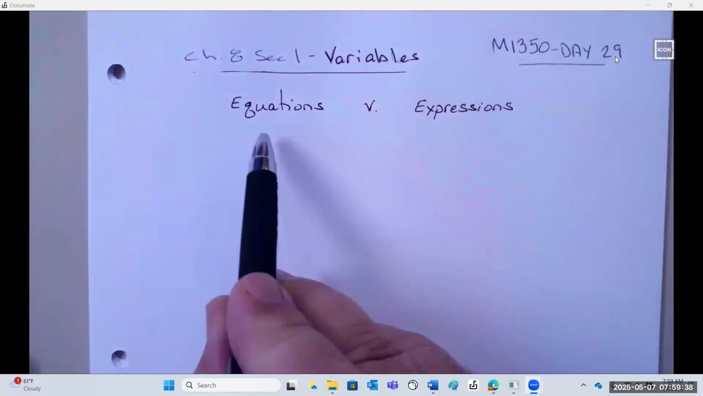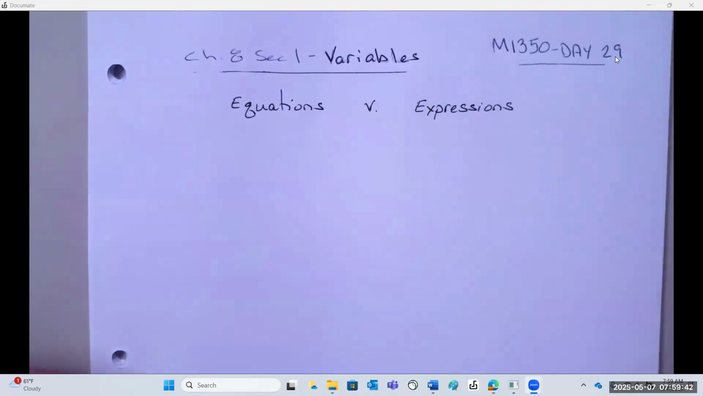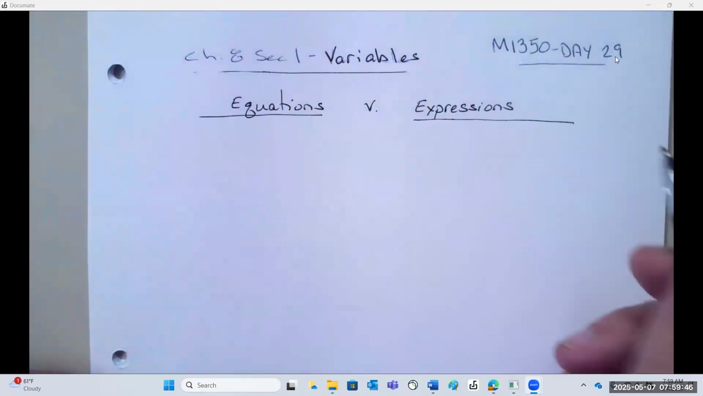First, let's discuss these two words here in mathematics. What is an equation versus what is an expression?